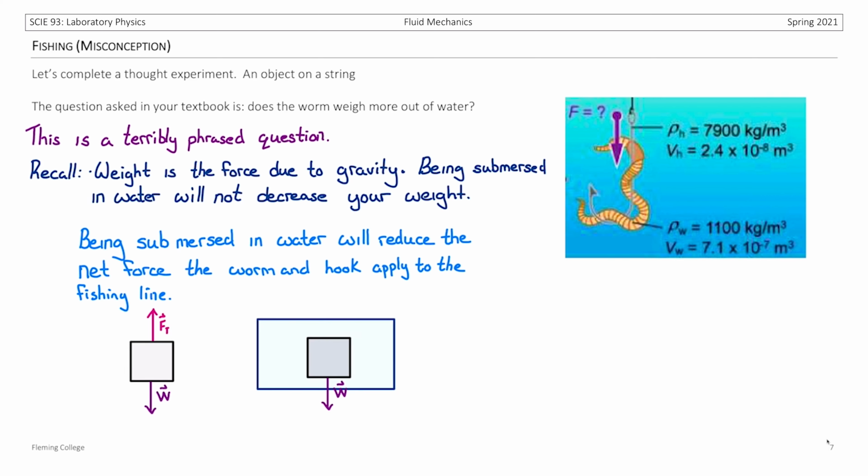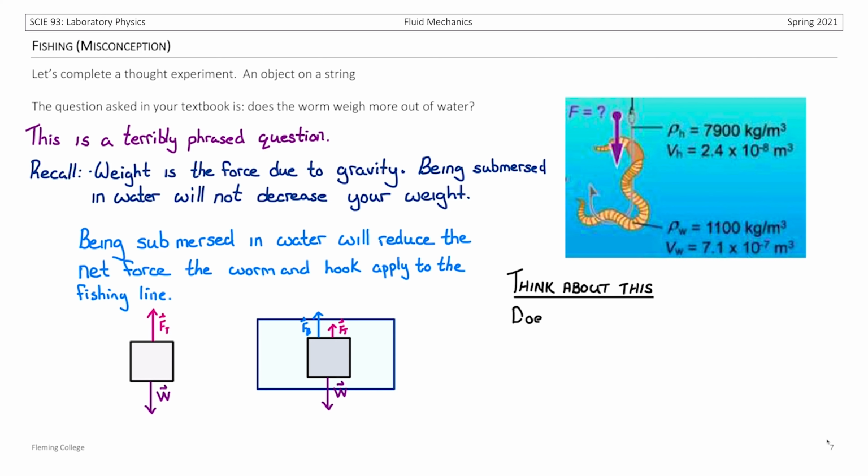Once we submerge the worm and the hook in the water, then we start to experience a buoyant force. The weight will still be the same, but the buoyant force will now take away from the amount of tension required to hold the worm and hook from sinking. This will give you that apparent feeling of a smaller weight, and it means that when you try to move objects underneath water, you actually have to apply less force to lift them, but that does not mean they weigh any less. I think this is a good spot to include a think about this problem.